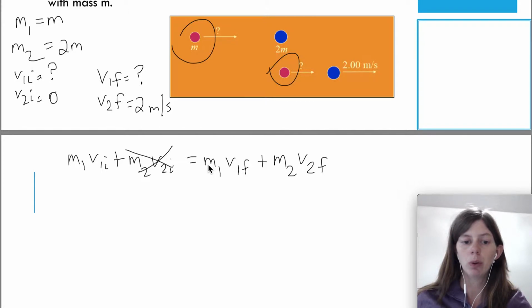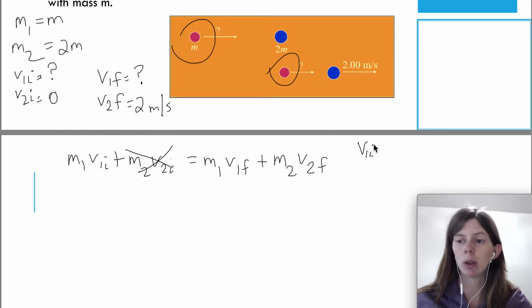So what I'm going to do is use a shortcut equation. I'm going to write it over here: V1 initial minus V2 initial equals V2 final minus V1 final. And we can cross out V2 initial, that's equal to 0. So the shortcut equation has us already solved for V1 initial. V1 initial is equal to V2 final minus V1F.